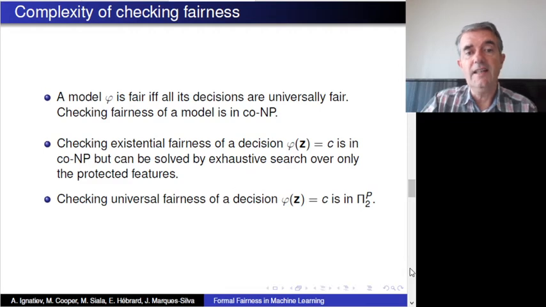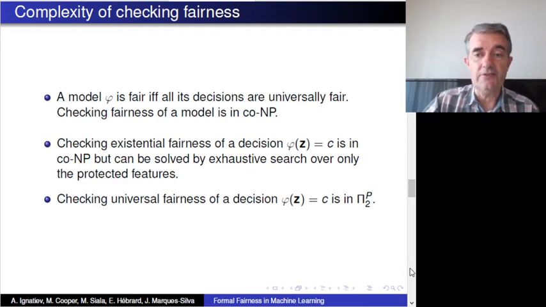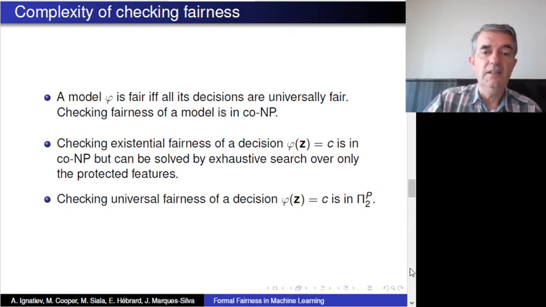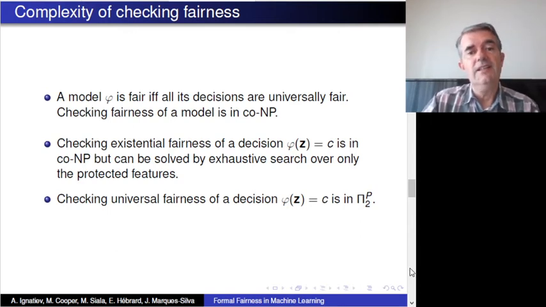Now, checking existential fairness, that's the bank's version. Although technically in co-NP, in fact, it can be solved relatively quickly because we only need to do an exhaustive search over all combinations of our protected features. Now, if our protected features are gender, religion, race, there are not that many combinations, so the bank could easily try all combinations.